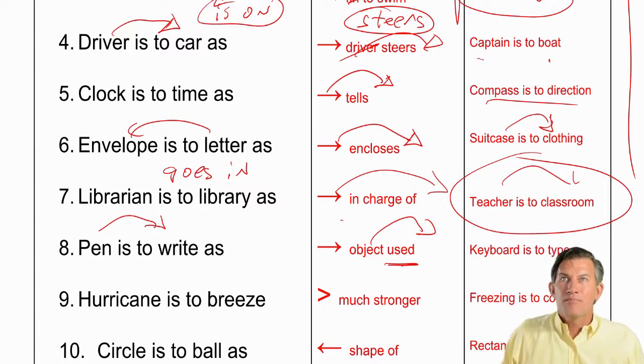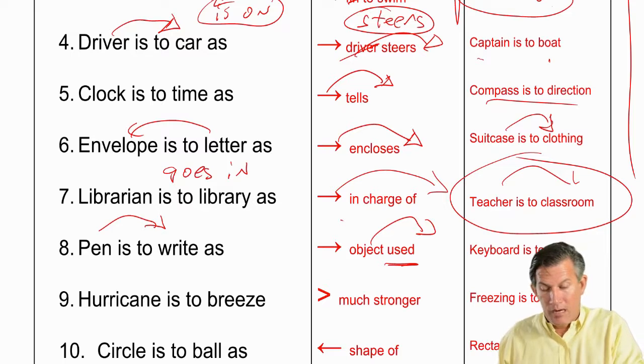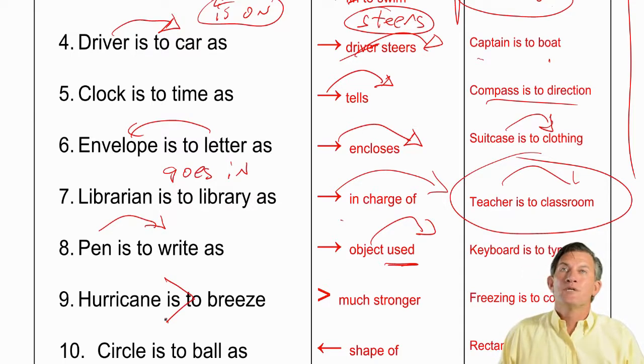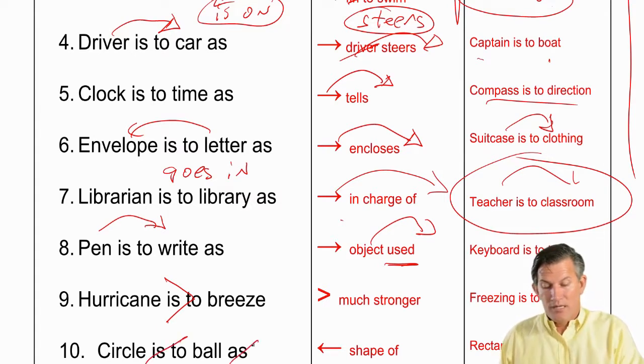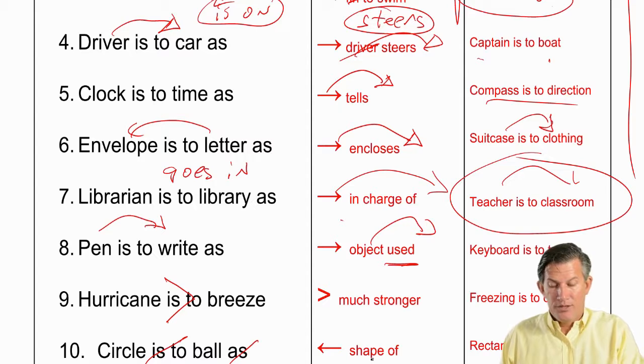These are not the same. They're both an amount of wind. Breeze is not very much wind, and a hurricane is a lot stronger than a breeze. I don't need to tell you that, all right? But I would just go like this: greater than. You don't need to write anything. You just need to write that symbol in between. Okay? Circle, cross out is to and as, and then shape of.